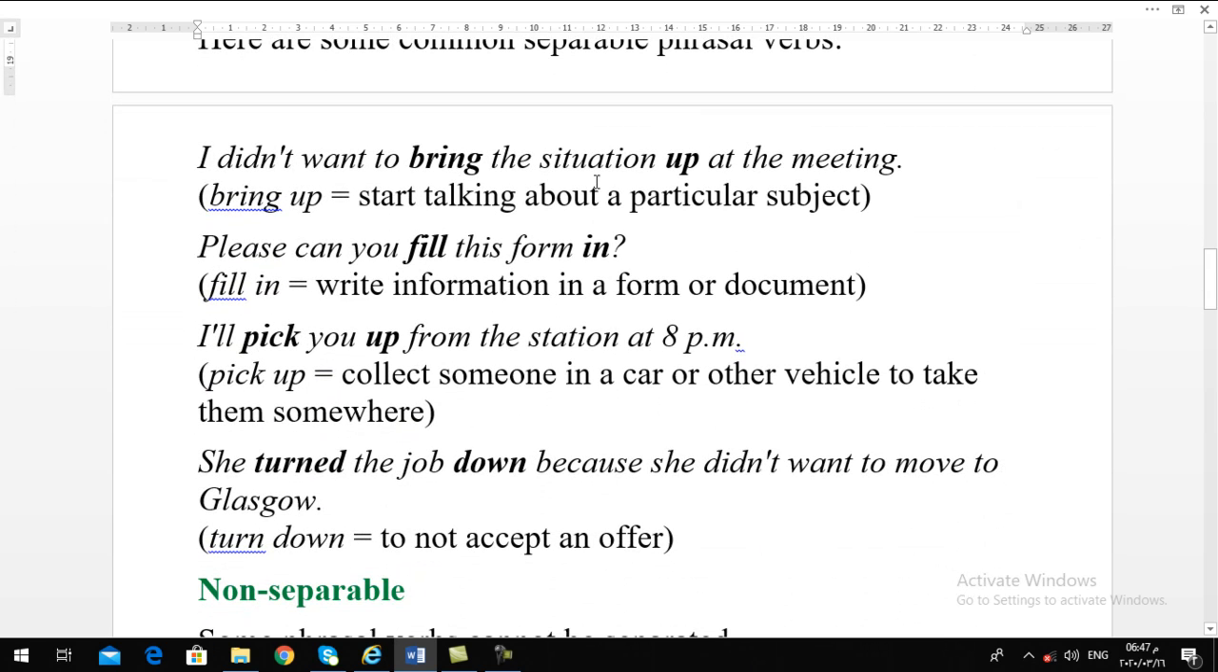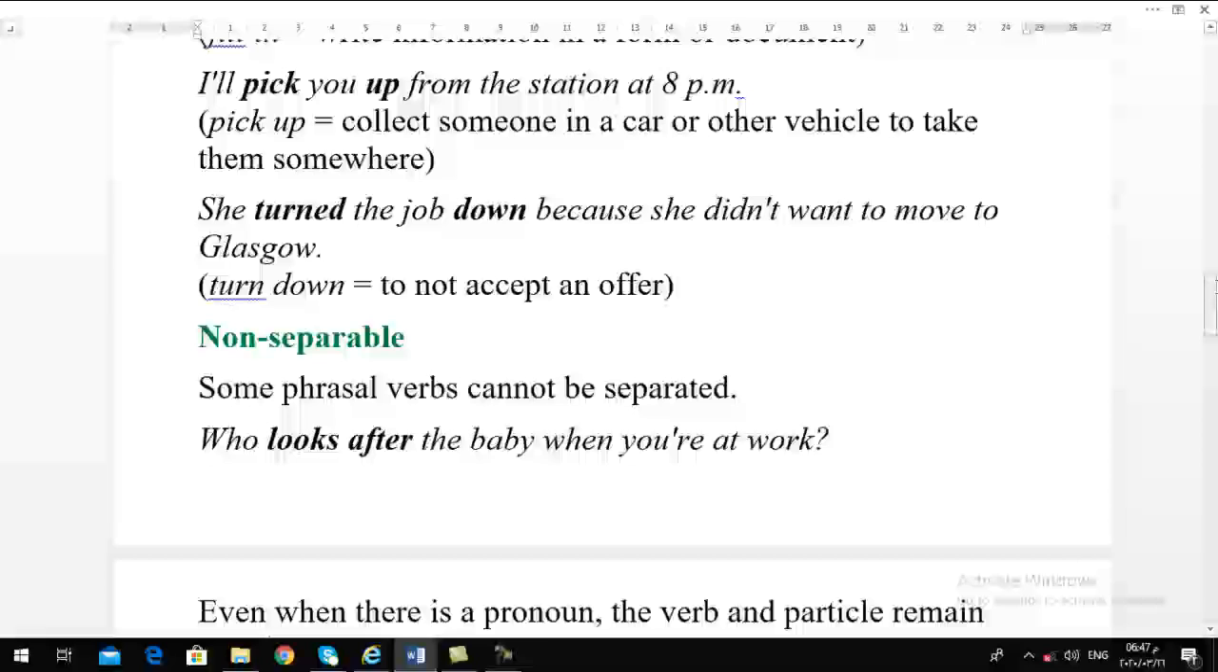I didn't want to bring the situation up at the meeting. I think we have discussed start talking, fill in. I'll pick you up from the station. Pick up means collect someone in a car or other vehicle to take them somewhere. Turn down: she turned the job down because she didn't want to move to Glasgow. Turn down here means reject, refuse, not accept an offer.